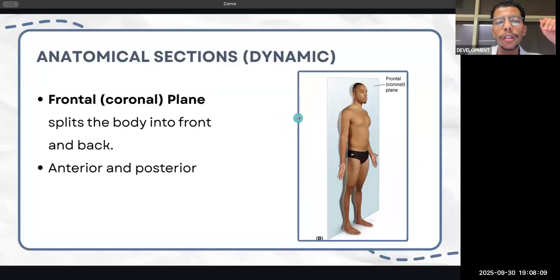Then we have the frontal or coronal plane, which splits the body into two halves, front and back. Again, it doesn't have to be equal halves. Front means anterior, back means posterior. So this is the anterior half, and the one at the back is the posterior half. So this is your coronal or frontal plane.